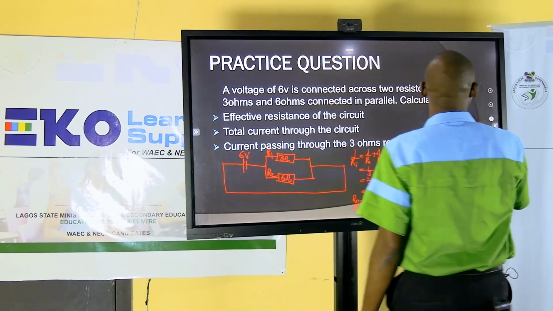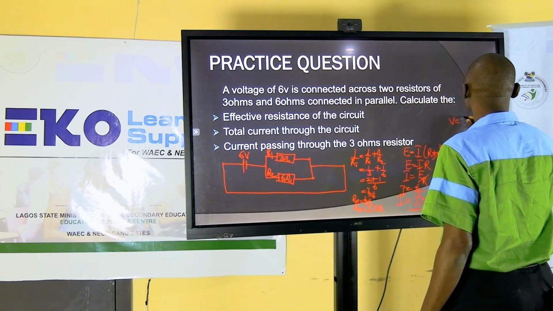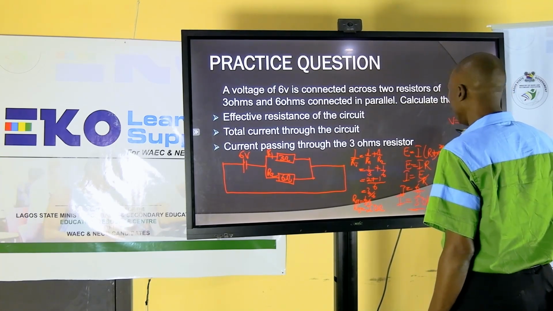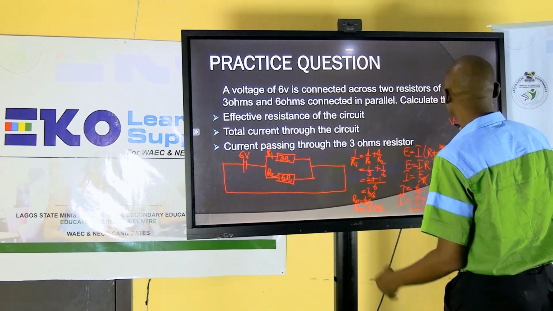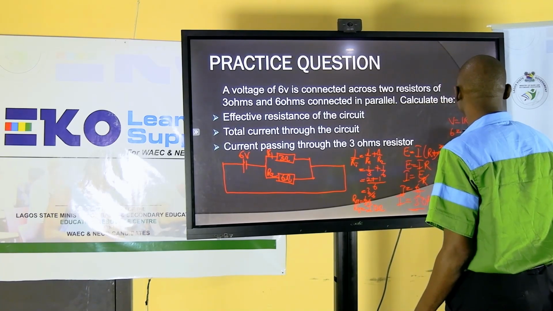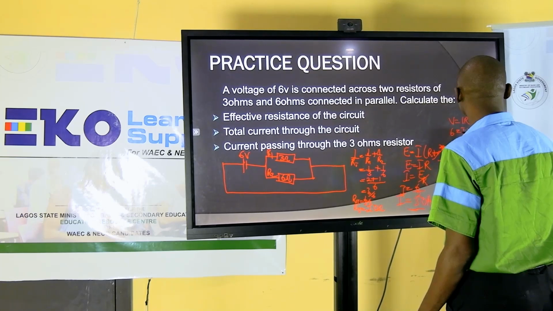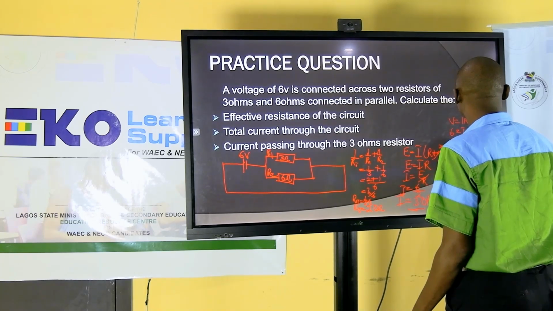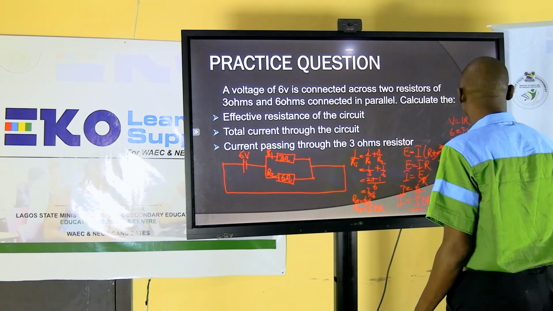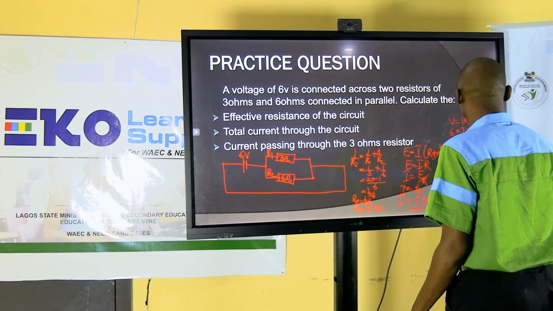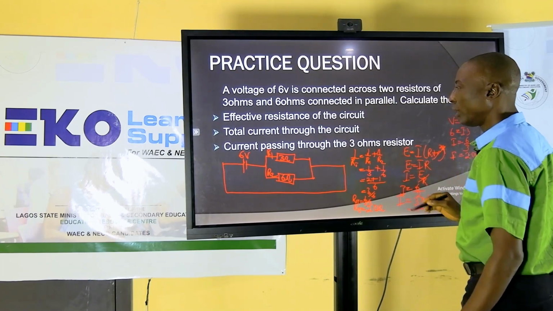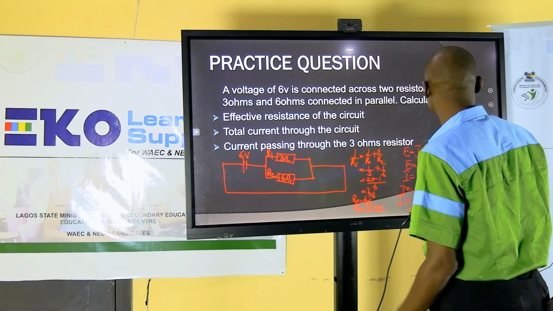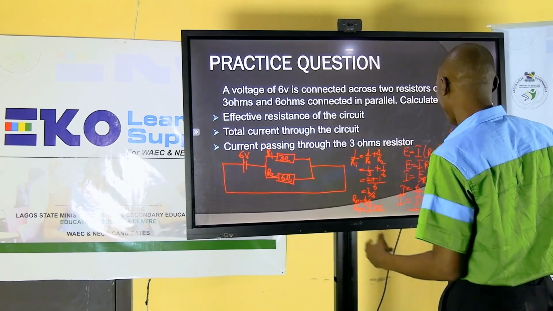So by saying V equals IR. So what is our PD? Our PD is 6. 6 equals I into what? 3 ohms. So our I equals 6 over 3. So I equals 2.0 ampere.